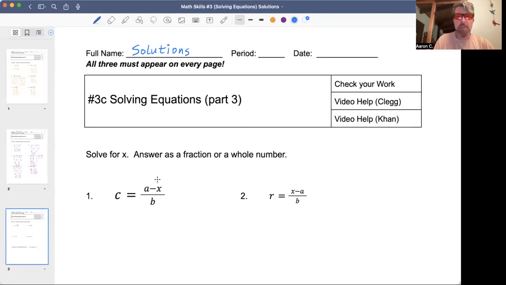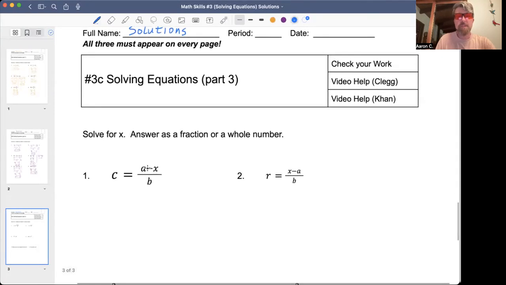We're going to do a similar one. Wow, look at this. This is almost like what we had before. We have this x here, and we're just going to try to move all these other things to the other side from x. So one of the first things I have to do is just get rid of this b. And in order to do that, I'm going to multiply by b on both sides.